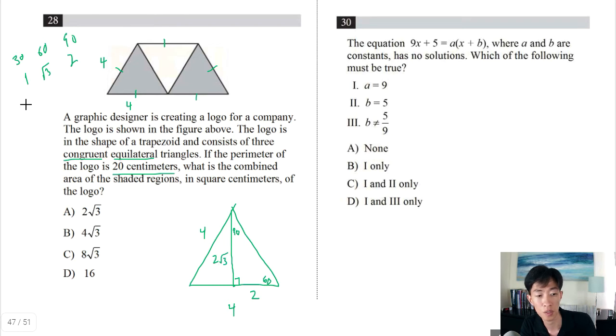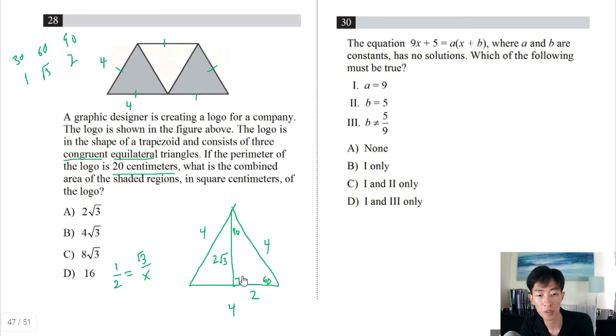If you get confused, just make a proportion. 1 to 2 is going to be equal to, that was our unknown, rad 3 to x. And then the larger side is just going to be double the smaller side, so that's going to be 4.